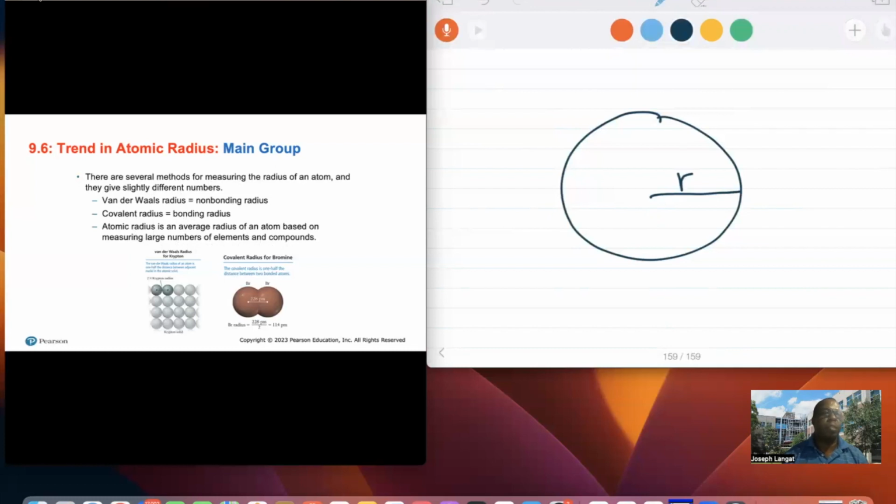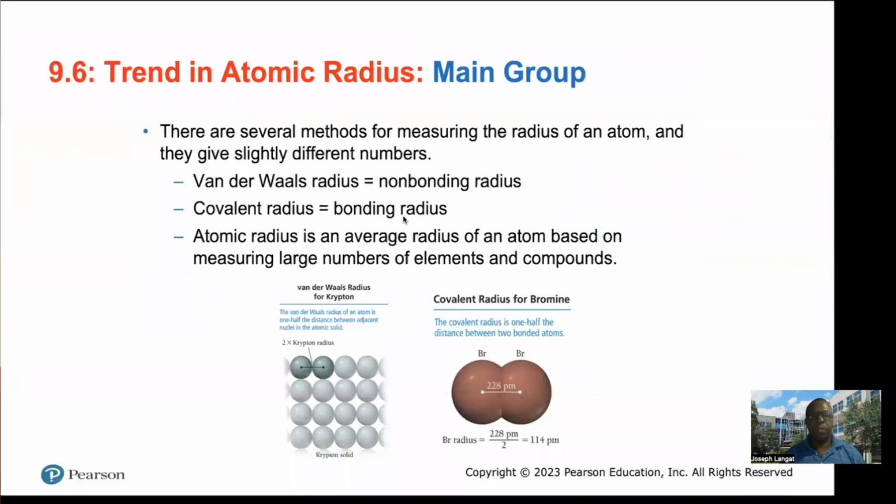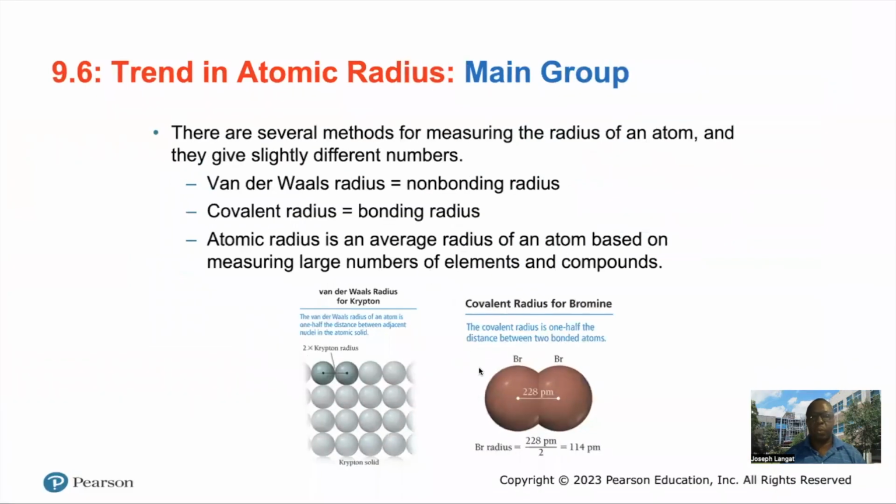Let me blow this up so that you can look at the difference between the two types of radius. This is the bonding radius, the covalent radius, which involves sharing, and then there is the van der Waals radius, for solids.